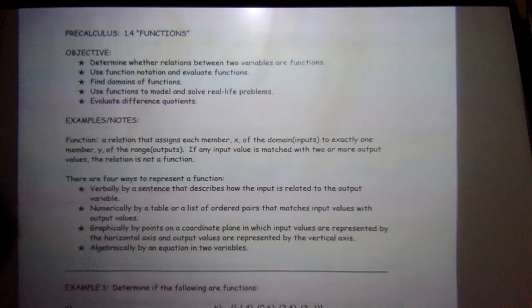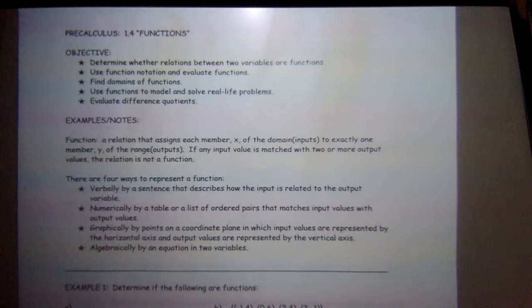All right, in 1.4 we're going to look at functions and examples of functions. A function is a relation that assigns each member of x, x's domain, x's inputs, to exactly one member of the y range, the outputs. They all mean the same thing. If any input value matches with two or more outputs, it's not a function.